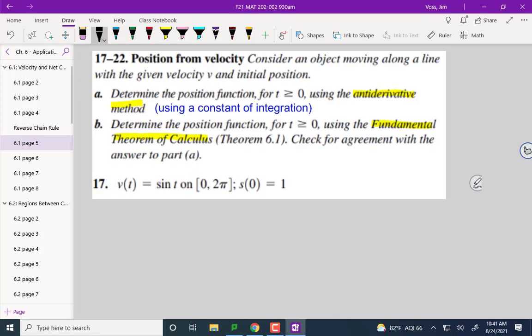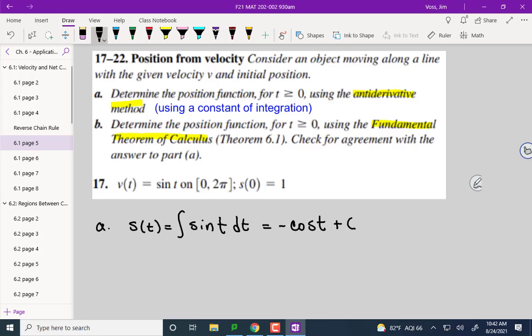So we will find the position. S of t, we will integrate the derivative, which is the velocity. Now here, we're dealing with a function of t, and we want to integrate it. If we just use an indefinite integral, it's totally fine to have a t in there. If it's an indefinite integral, there's no limits of integration, so there's no conflict between the limits of integration and that t. So we integrate sine, and we get negative cosine of t plus c.